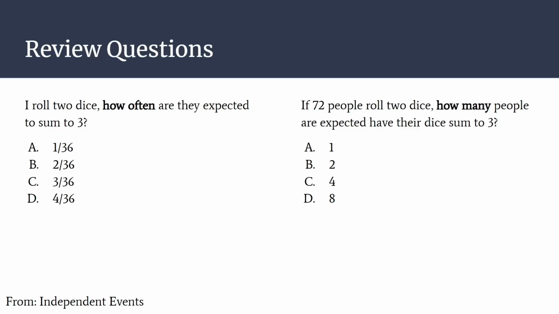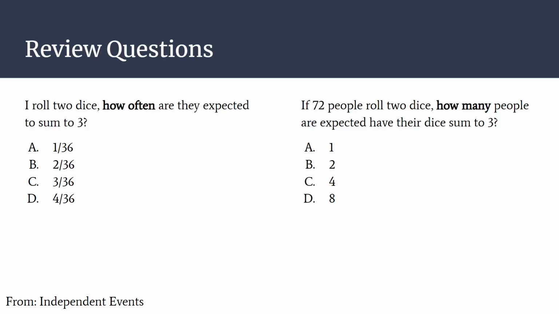First question. If I've rolled 2 dice, how often are they expected to sum to 3? Answer? Answer is B. 2 dice rolled out of 36 outcomes, but there are only 2 paths to get them to sum to 3. Rolling a 1 then a 2, or rolling a 2 then a 1.